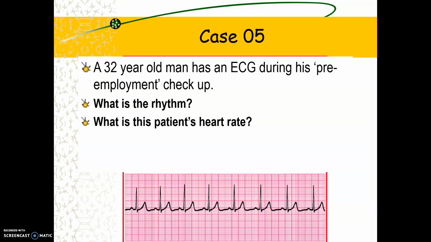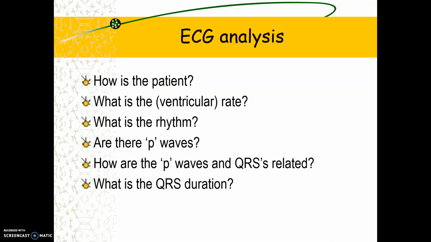So here's another guy. He definitely has a pulse. He's come in for a pre-employment checkup, and that's his ECG below there. How do we decide on this patient's rhythm? I think all of us can look at this and say, okay, it's sinus rhythm, but how do we break this down even more? So we're going to use this approach.